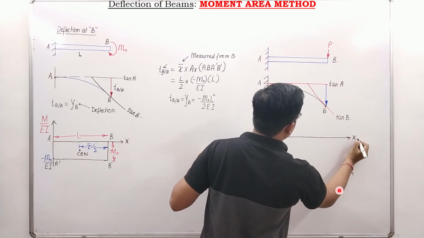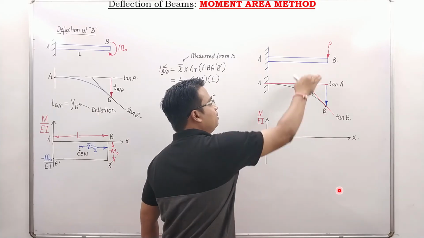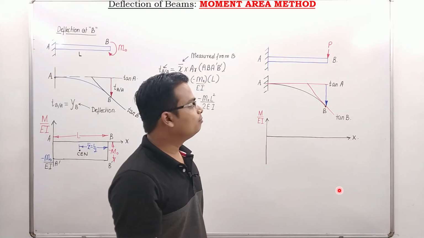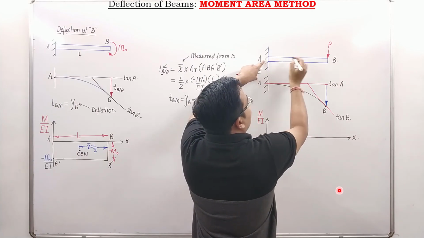That's the x-axis. Extend this. As you can see, the beam bends in this fashion. What is this? This is a clear-cut case of hogging, negative bending moment. So this is quite clear. At the fixed end, you are going to have the maximum bending moment.